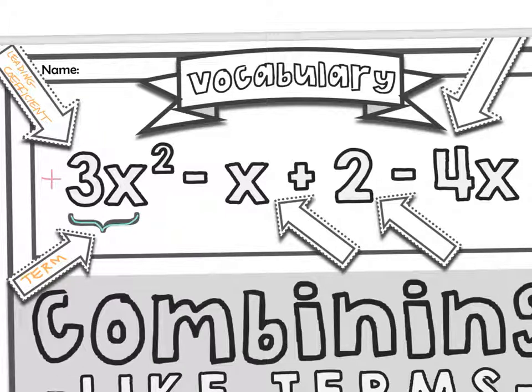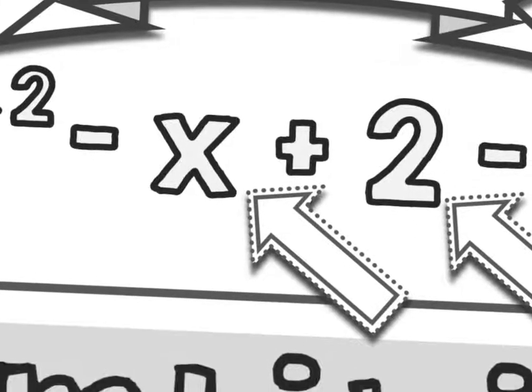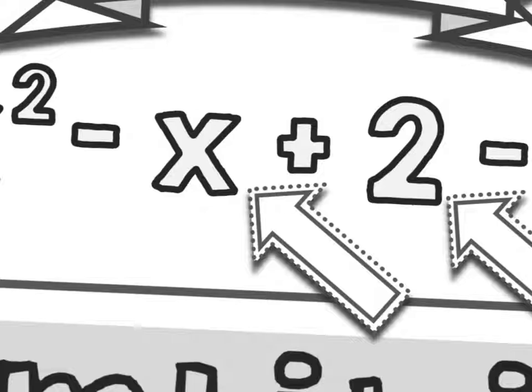Okay, the next arrow is pointing to the letter X. And you should already be familiar with the name of the letters as we're moving forward in algebra. Those are called variables. So fill in this arrow with the word variable.